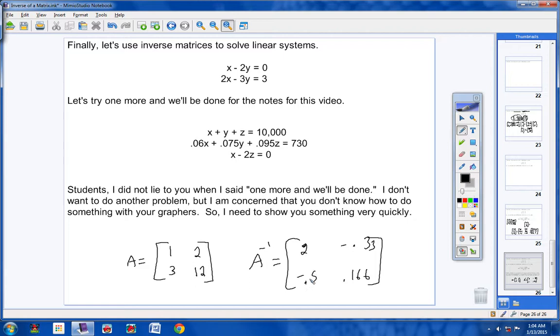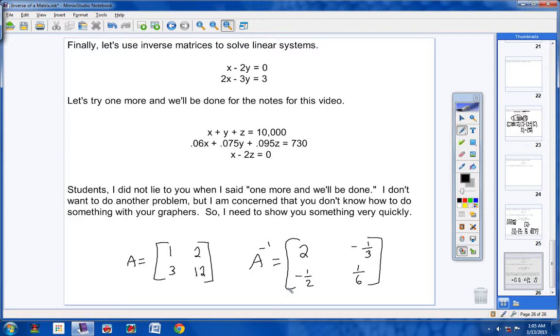Now, students, what if I did not want decimals? Well, if you take your calculator and hit, now listen to me, math, enter, enter. It takes all of those decimals and converts them over to fractions. So math, enter, enter. And now it shows this matrix. It shows a 2 here. It shows a negative 1/2 here. It shows a negative 1/3 here. And it shows a 1/6 here.